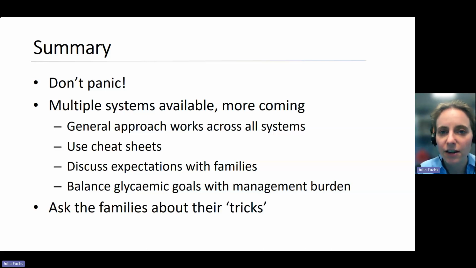You absolutely should use some cheat sheets. Make sure you discuss expectations with the families and balance those glycemic goals with management burden, because closed loop is supposed to make life easier. And the last thing I would say is ask the families about tricks they use. I often learn lots of cool things that people have discovered or that they do that work for them and that you can then perhaps apply to another patient with a similar issue.